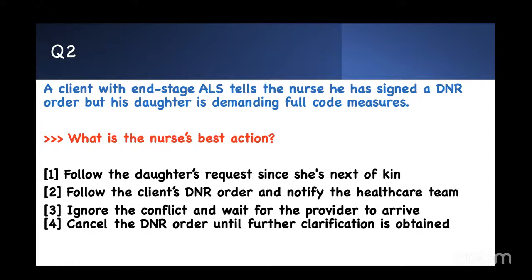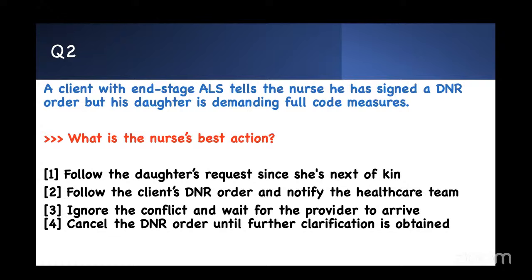This is an ethical dilemma nurses will face sometimes, but you have to master your ethical teaching and the law associated with this, like legality and ethics. I did a video yesterday. You can watch it. It tells you about all this. When you watch that video, you'll be able to answer this question. A client with end-stage ALS, amyotrophic lateral sclerosis, tells the nurse that he has signed a DNR, do not resuscitate order, but his daughter is demanding full code measures, right?